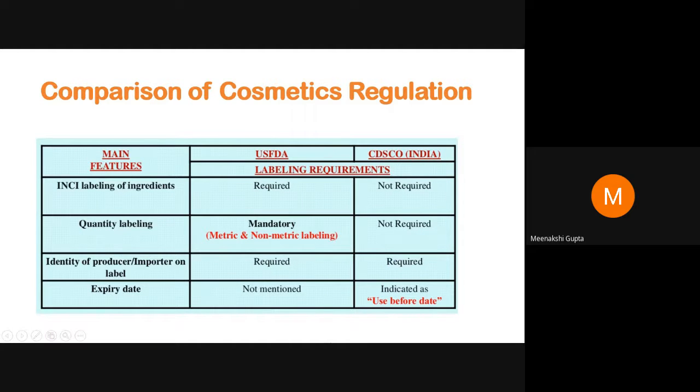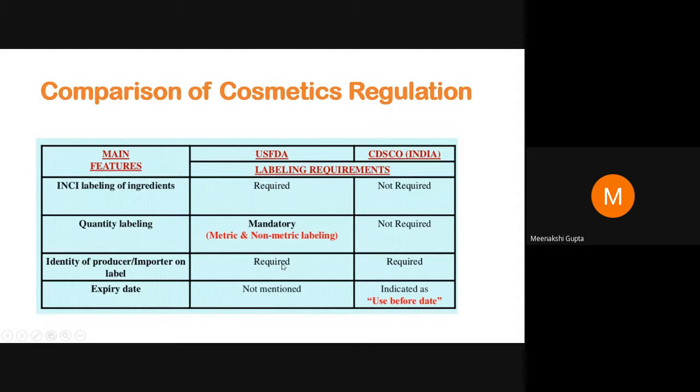Next is, now in US FDA, labeling of ingredient is required, whereas under India it is not required. That is, the label should contain ingredients along with the quantities in case of US FDA, whereas in India it is not mandatory.